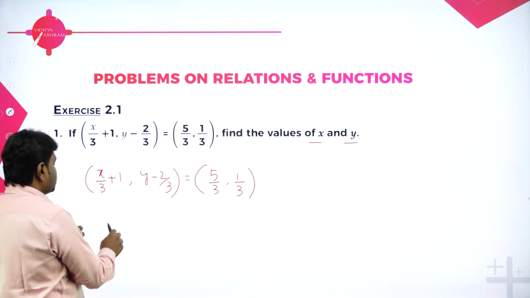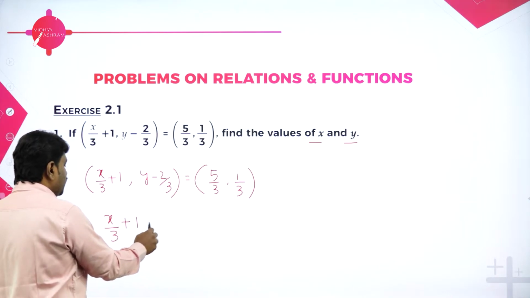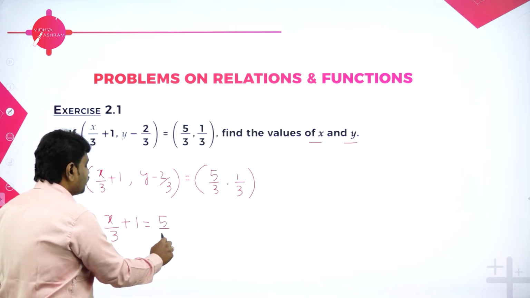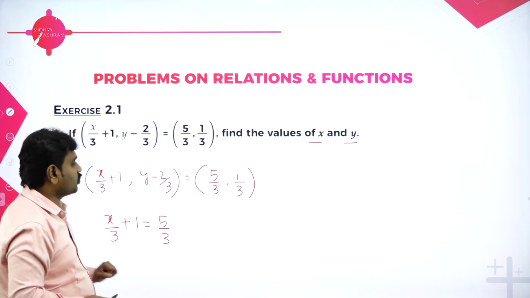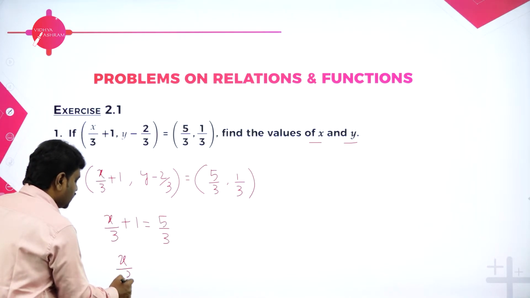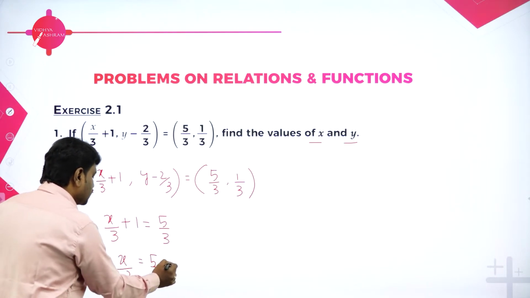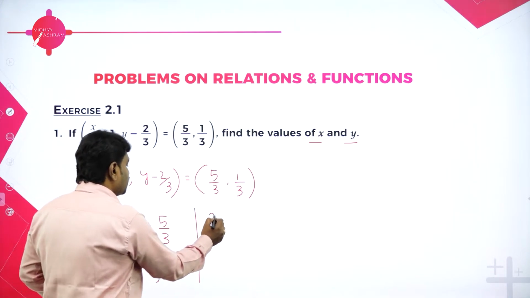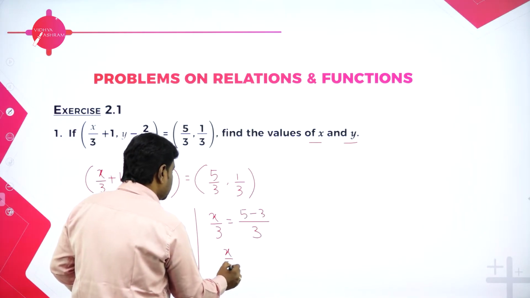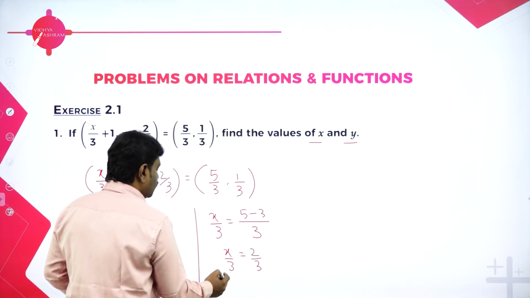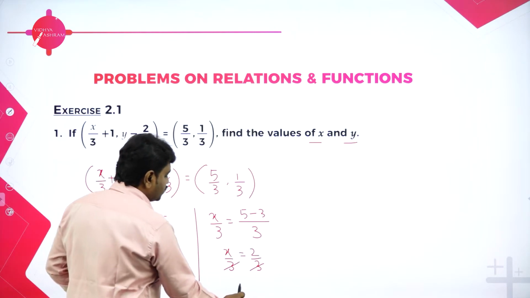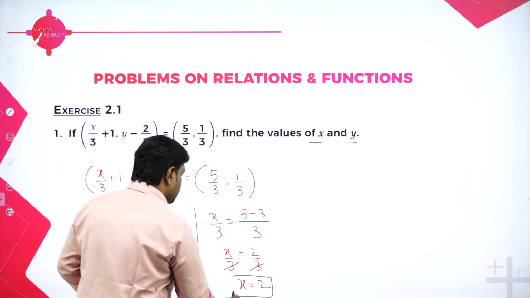So before the comma we have the first element. So the first element is what? x/3 + 1 should be equal to the first element of the second ordered pair. What is the first element here? 5/3. Equate first with first. So here the first is x/3 + 1 and here the first is 5/3. Simplify this. So x/3 is equal to 5/3 plus 1, you transfer that side to become minus 1. Further x/3 is equal to, take LCM, LCM becomes 3, 5 minus 3, that is x/3 is equal to 2/3. Now I can cancel 3 or transfer 3 that side. So you got the x value as 2. So we got x equal to 2.